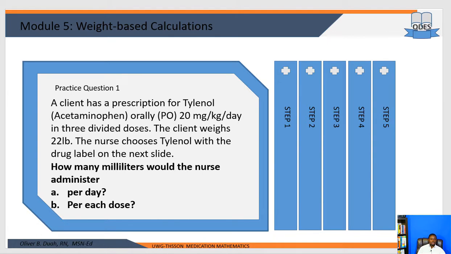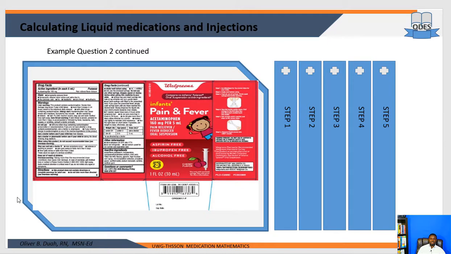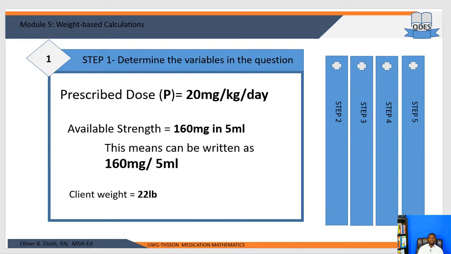So first of all, let's look at what the nurse chose. And we see that in this drug label, we have 160 milligrams per 5 ml. All right, so let's write down what we have, the variables in this question. We have our prescribed dose, which is 20 milligrams per kilogram per day.